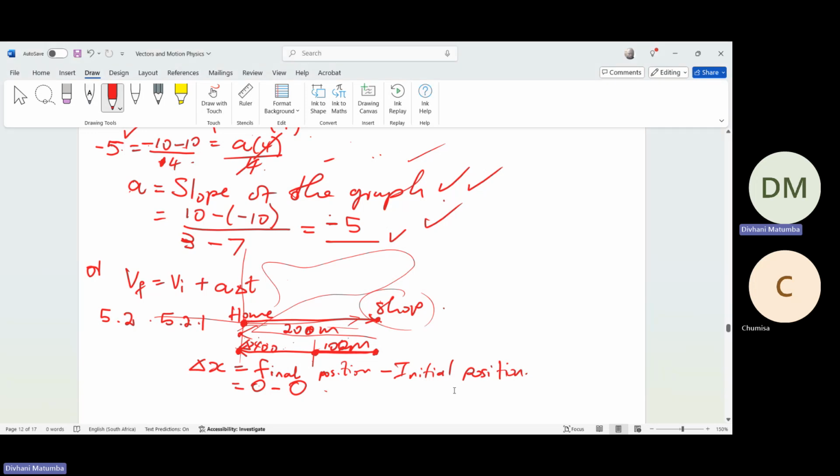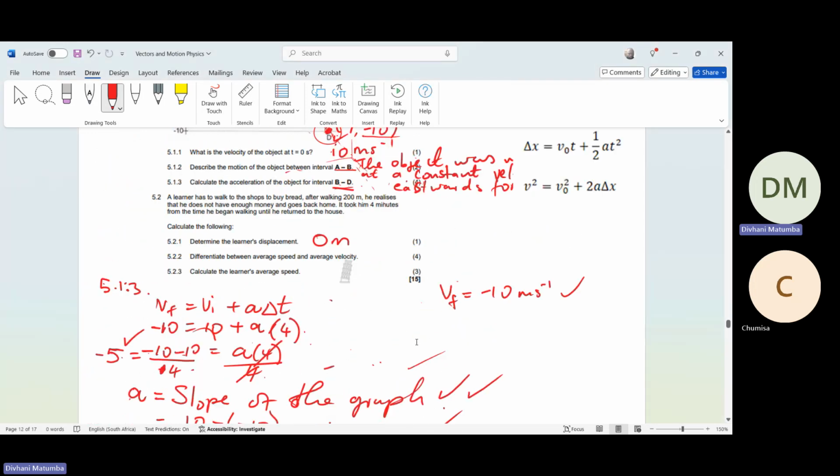And then let's see the next question. Differentiate between the average speed and the average velocity. Or let's just say, what is the difference between speed and velocity? What is the difference between speed and velocity? Kumisa.